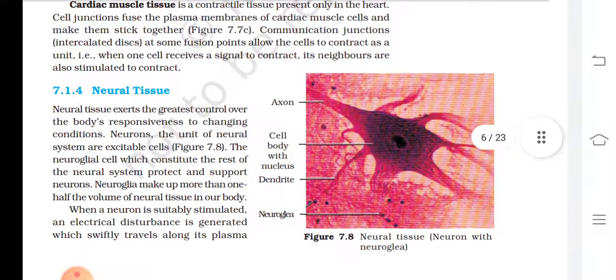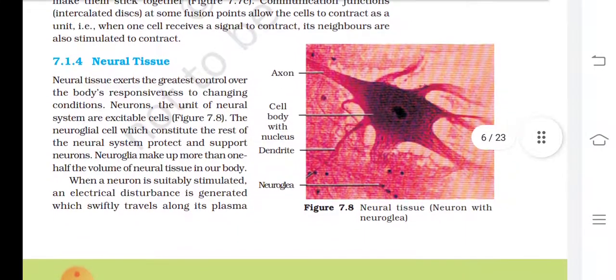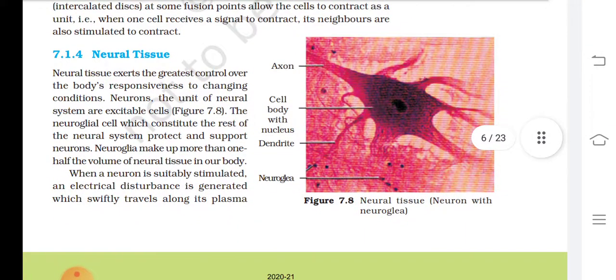Neural tissue exerts the greatest control over the body's responsiveness to changing conditions. Neurons, the unit of the neural system, are excitable cells, as given in figure 7.8. The neuroglial cells, which constitute the rest of the neural system, protect and support neurons. Neuroglia make up more than one half of the volume of the neural tissue in our body.